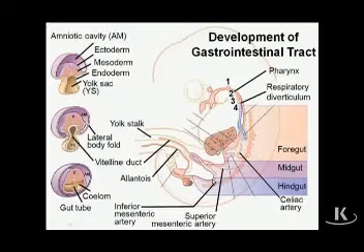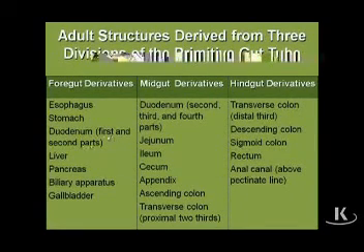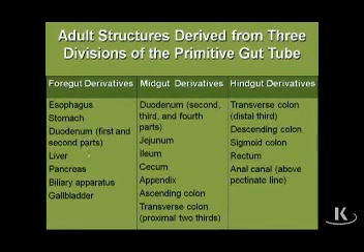So let's take a look at what organs are derived from which parts of the gut tube. On this slide we have 3 columns representing foregut, midgut, and hindgut. And we're talking only about the abdominal viscera, the abdominal GI tract at this point. From the foregut, we see that we get the esophagus and stomach and part of the duodenum, listed as first and second parts of the duodenum.